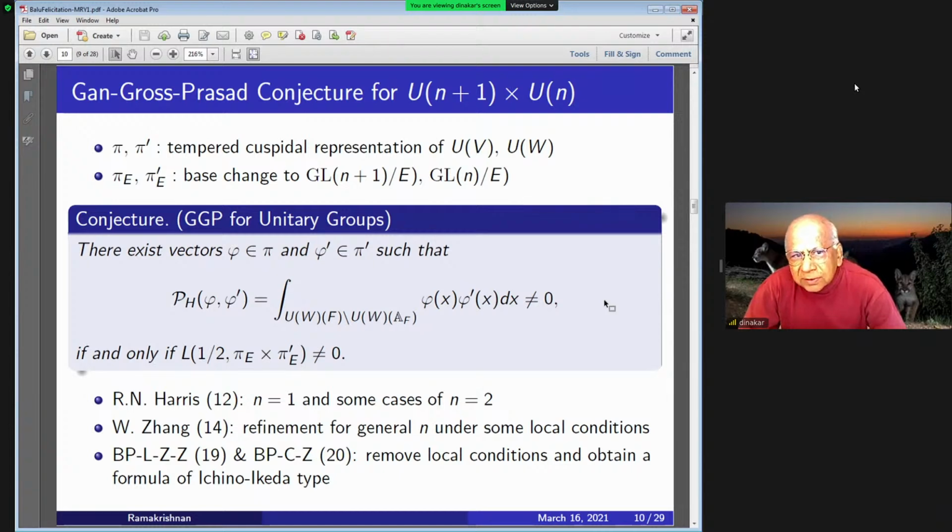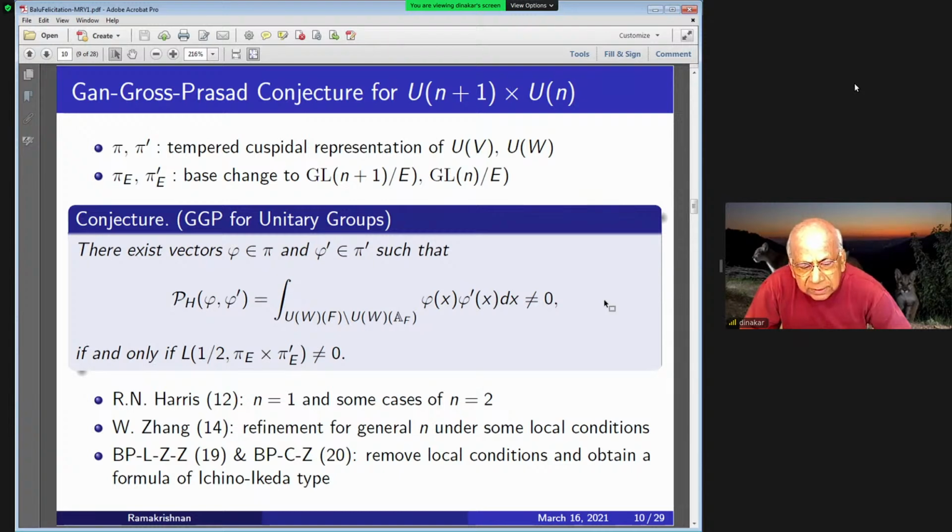This Prasad, of course, is a different Prasad, because we have two Prasads who are famous mathematicians. Anyway, this conjecture is known for n equals 1, and in some cases of n equals 2, it was done by Neal Harris, who was a student of Gan. And then Wei Zhang did a refinement under some local conditions.